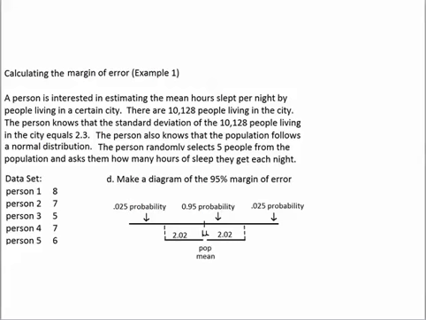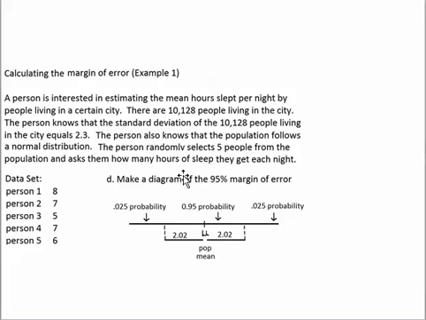Now let's make a quick diagram so that we understand what the margin of error is telling us. We have this population mean that we're trying to estimate. We're trying to estimate the mean hours slept per night by people living in the city. Remember that the symbol mu, the Greek letter, is population mean. We don't know what this population mean equals. We're trying to estimate it.